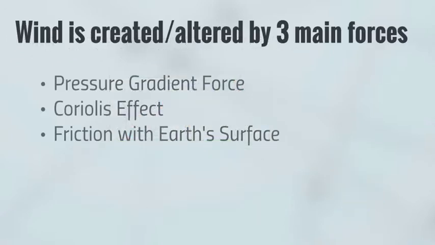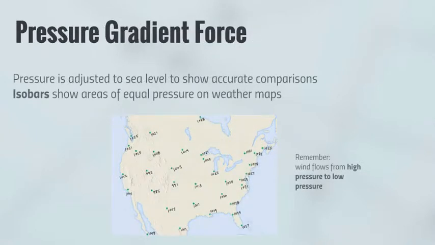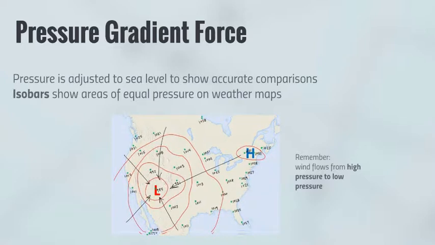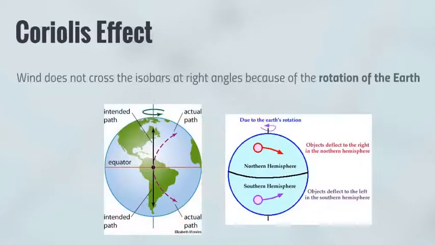So 3 main forces create our wind. First, we have the pressure gradient force. This is adjusted to sea level so that we can accurately compare pressure in different areas. If we didn't do that, then it would just seem like certain areas would always have high pressure or low pressure. Isobars are used to show areas of equal pressure on weather maps. So you can see it groups them together. And remember that wind flows from high pressure to low pressure.